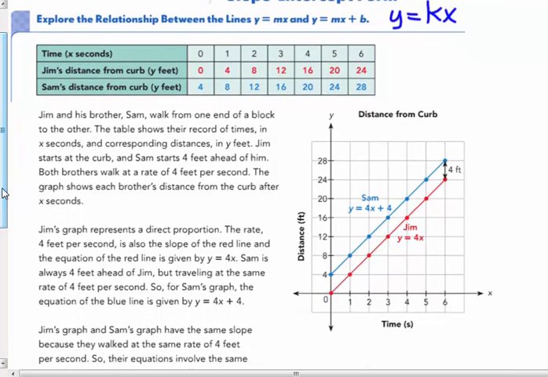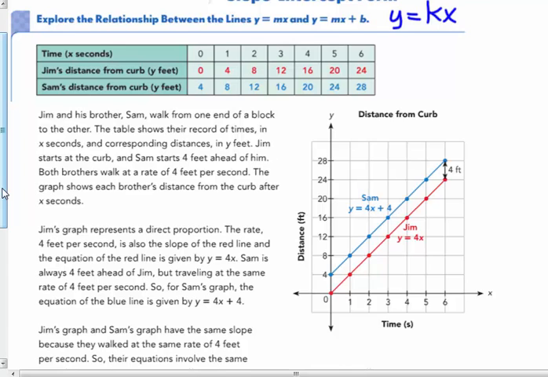So, in this example, time is x in seconds, and usually time is the x-axis. It's the independent variable. Distance is the dependent variable on the y-axis here. So Jim's distance from the curb and Sam's distance from the curb in y feet. So we have this nice table. Jim and his brother Sam walk from one end of the block to the other. The table shows their record of times in x seconds and the corresponding distances in y feet.